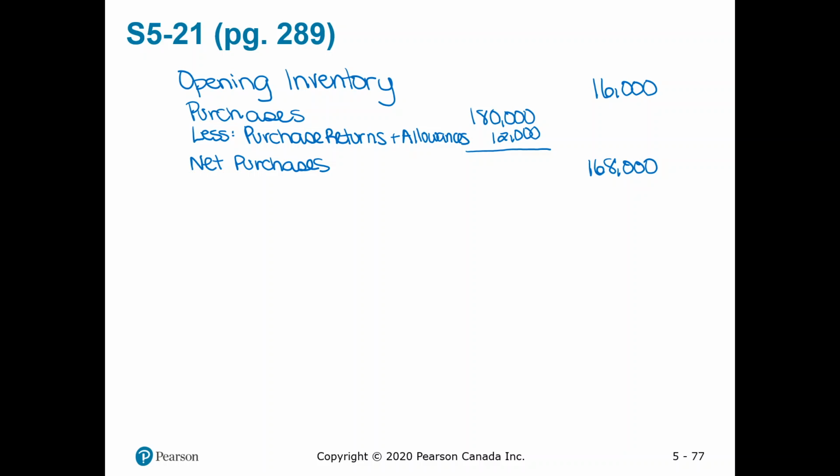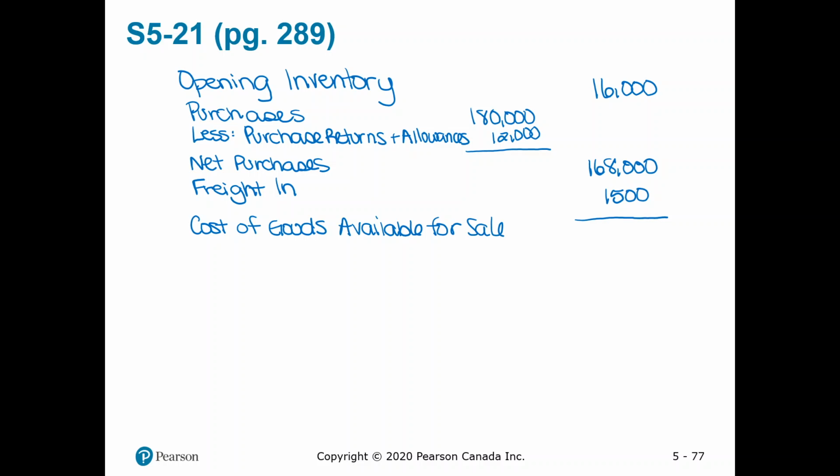We then also need to add our freight in because we paid this. It's a cost of inventory. So we add freight in, which was 1,500. So those are all of the costs or all of the amounts that we had available. So when we add that, we get to cost of goods available for sale. And that is 185,500. So remember, we're adding our net purchases and adding freight in here to get to that cost of goods available for sale.